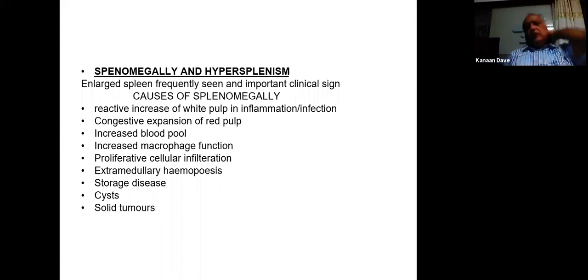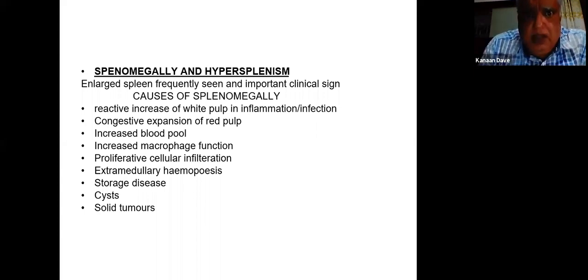So we'll now talk about splenomegaly and hypersplenism, keeping in mind the functions and the anatomy that I had earlier talked about. One of the important parameters that we are looking for in an abdominal examination is to see if the spleen is enlarged. And this is a frequently seen phenomenon, an enlarged spleen, and is an important clinical sign.